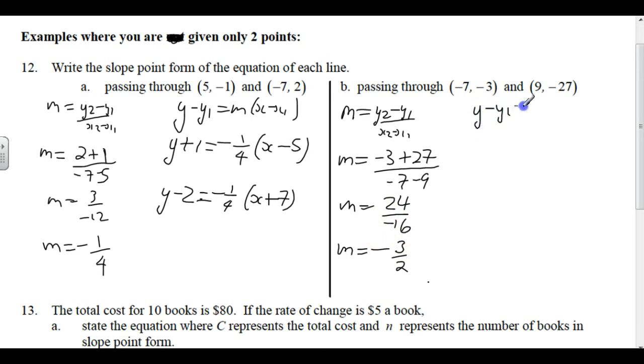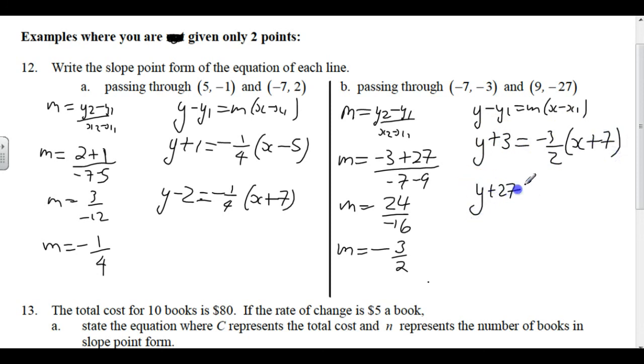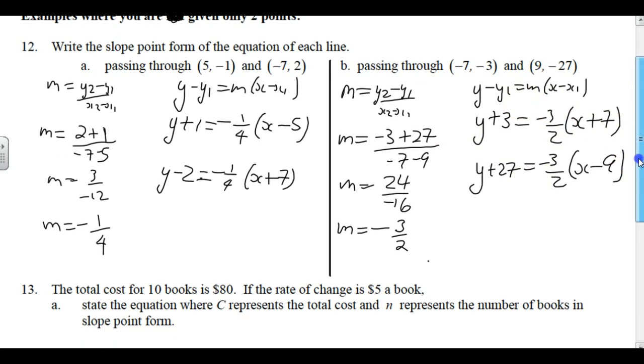Formula, y minus y1 is m times (x minus x1). Let's go with this, we'll have pluses all over the place. Y plus 3 is negative 3/2 times (x plus 7). And if we went the other way, it'd be y plus 27 is negative 3/2 times (x minus 9). And if you converted these to slope y-intercept, they would be the same.